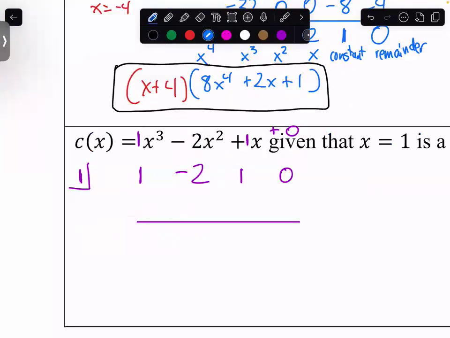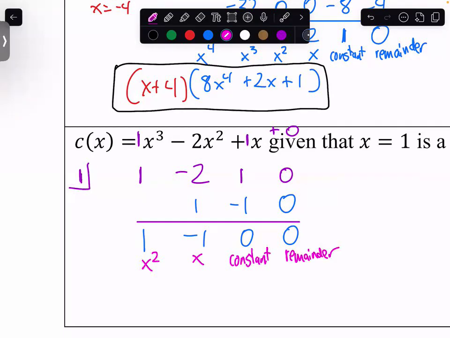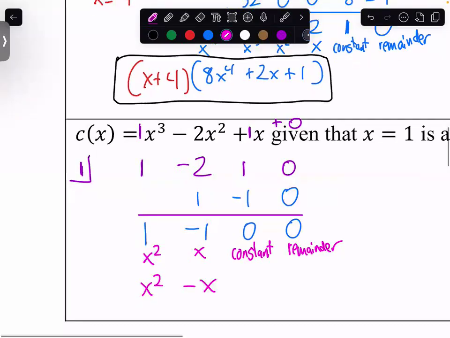Okay, 1 plus nothing is 1, times 1 is 1, plus -2 is -1, times 1 is -1, plus 1 is 0, times 1 is 0, plus 0 is 0. Okay, now we turn that bottom row back into a polynomial. The initial value was x to the third, so when you knock it down by 1, now it's x squared, then x, then the constant, then the remainder. Okay, so x squared minus x, and no constant, no remainder.